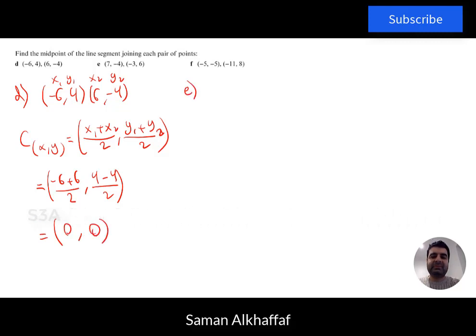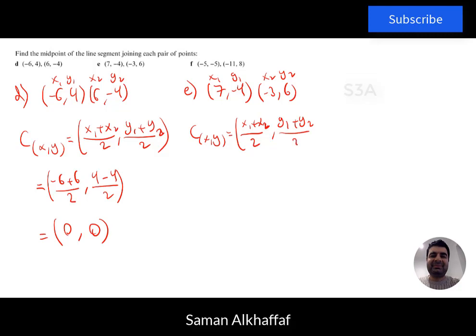In this example, we have the points of 7 and -4, so that's x1, y1, and the points of -3 and 6, so that's x2, y2. So the center xy will be x1 plus x2 over 2, and we have y1 plus y2 over 2.